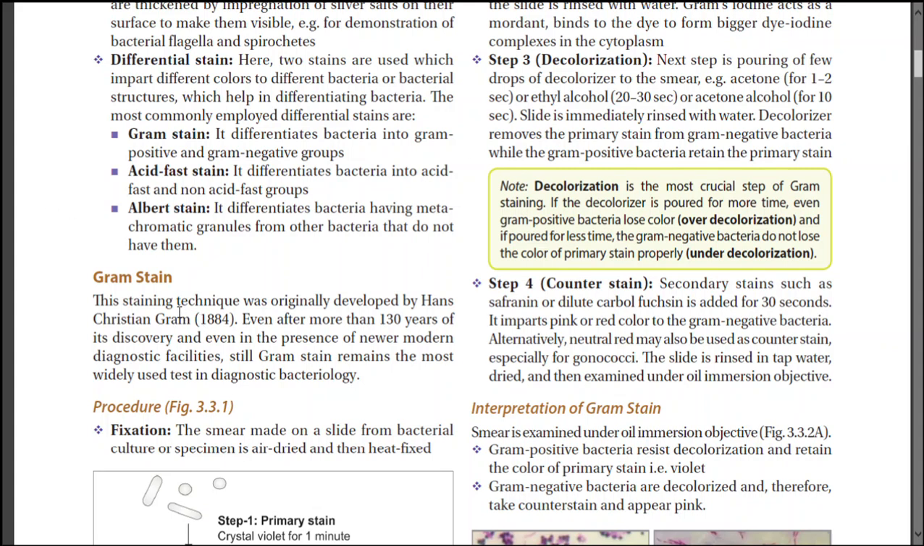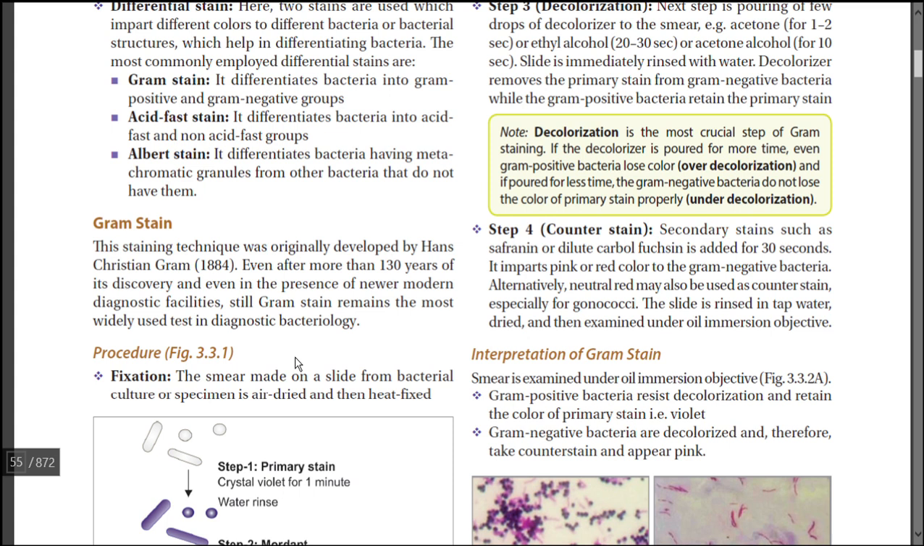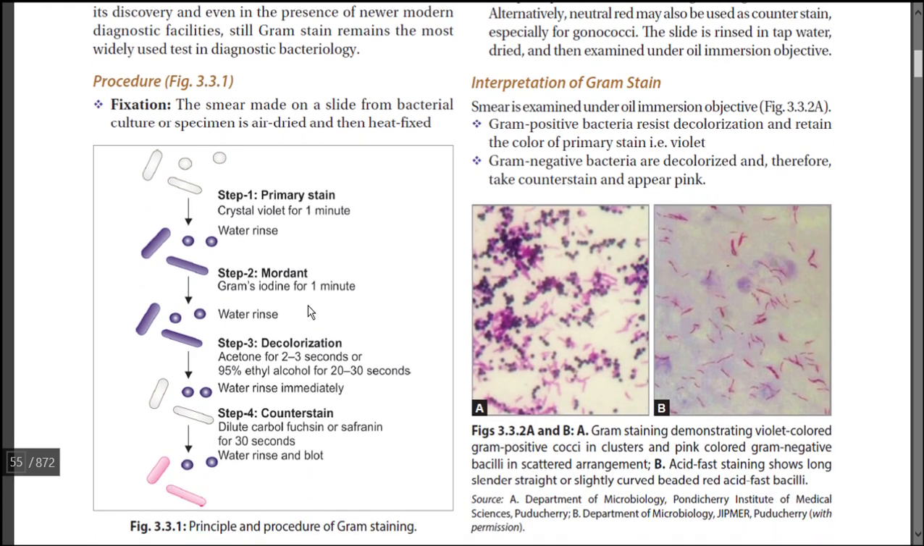Gram staining was developed by Hans Christian Gram in the year 1884. Gram staining still remains the most widely used test in diagnostic bacteriology. That is important. Although we have many modern diagnostic facilities, gram staining remains the most widely used test in diagnostic bacteriology. First, let us see the basic steps. The first step is fixation. The smear made on the slide from bacteria culture is air dried and then heat fixed. That is important. First it should be air dried and then heat fixed.